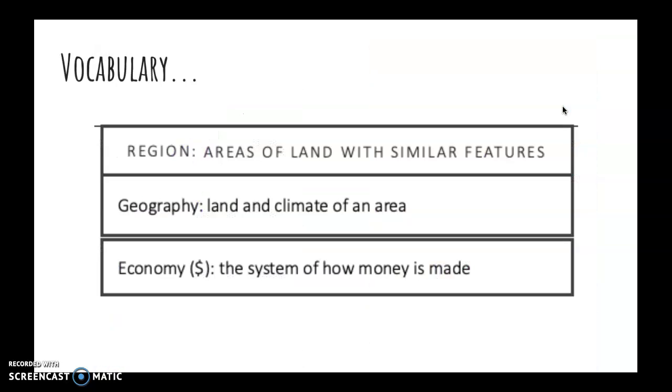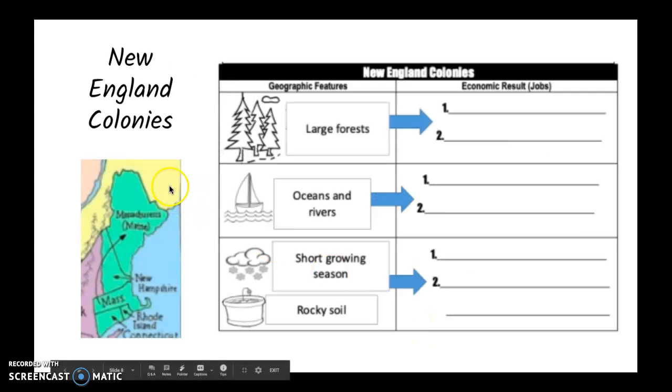So, some vocabulary you need to know. The word region is just talking about areas of land with similar features. When we're talking about geography, we're talking about land and climate of the area. That includes rainfall, types of soil. And when we talk about economy, we're talking about money. Okay, so how do they make their money? So, let's look up here.